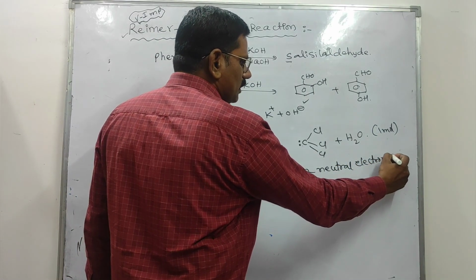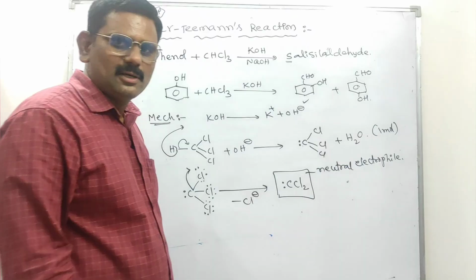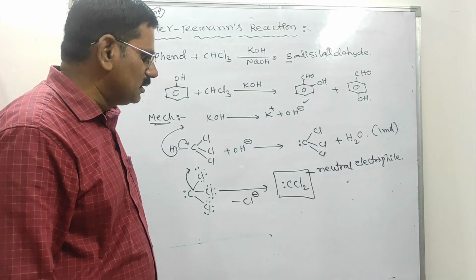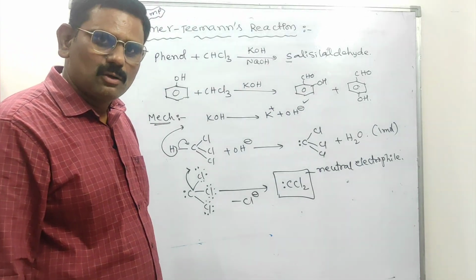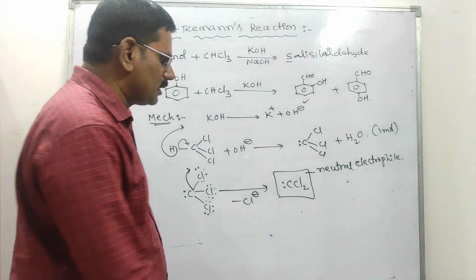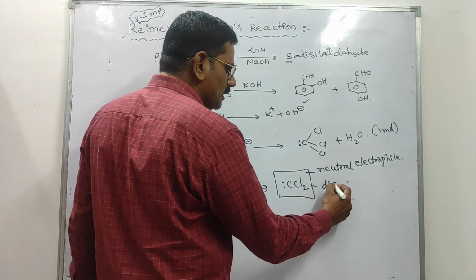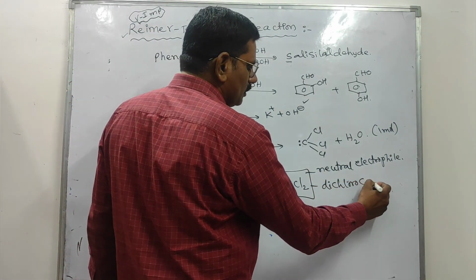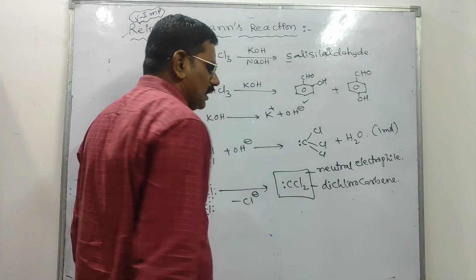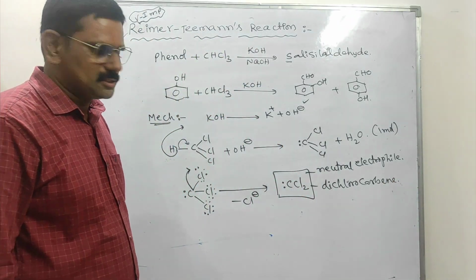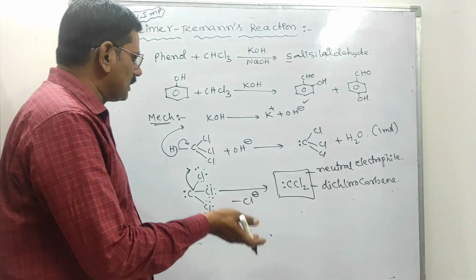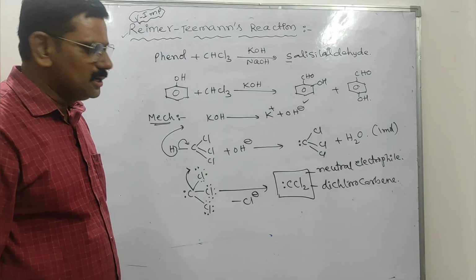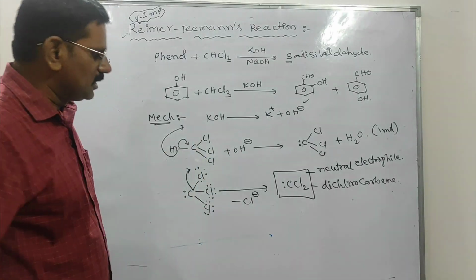What is the electrophile in Reimer Tiemann reaction? CCl2, carbon dichloride. Dichlorocarbene is the exact word. Dichlorocarbene, singlet dichlorocarbene, is the electrophile in Reimer Tiemann reaction. This electrophile reacts on phenol. We will see how it reacts on phenol now.